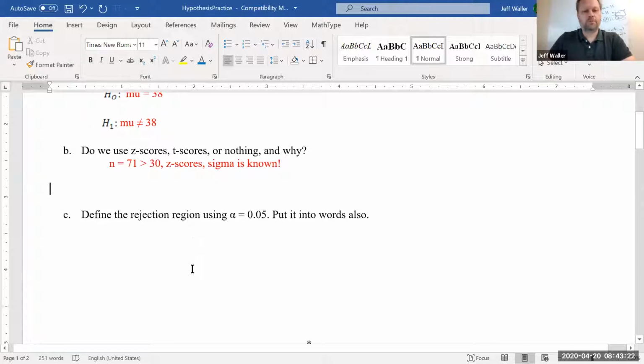Let's see if we can sneak one more problem in, even though I can't draw. I'm sure there's a way to draw in Word, but don't try to teach me right now.